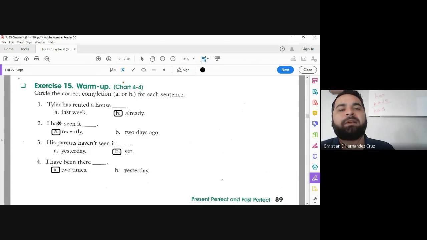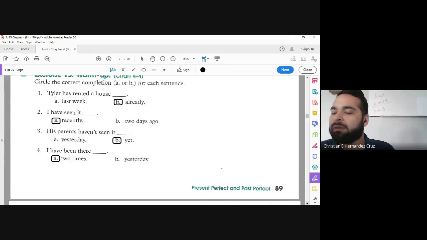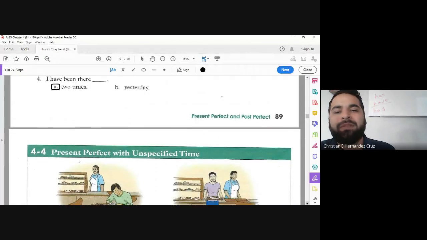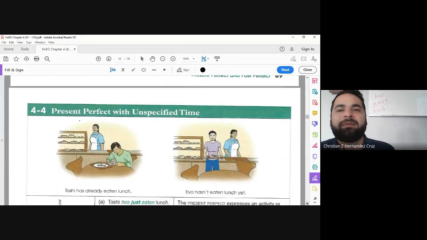So Tyler has rented a house already. I have seen it recently. His parents haven't seen it yet. I've been there 2 times. Would be the answers we're looking for. Okay, so now let's go into the present perfect with unspecified time.